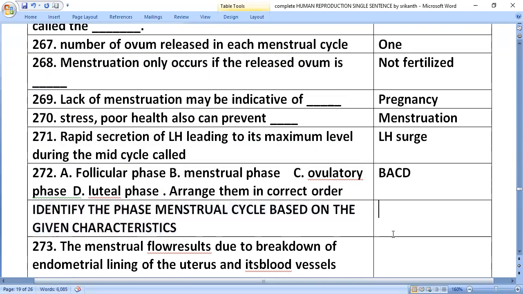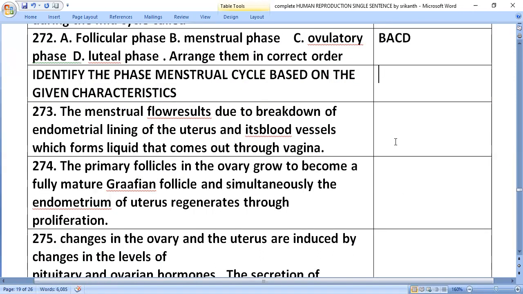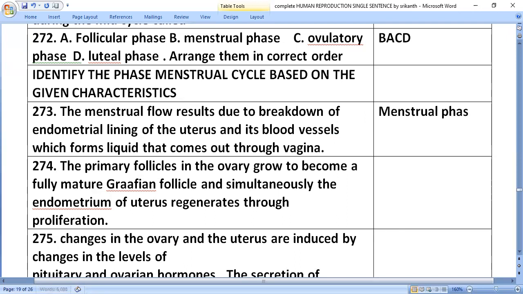Identify the phases of the menstrual cycle based on the given characteristic feature. Menstrual flow results due to breakdown of the endometrial lining of the uterus and its blood vessels, which form liquid that comes out through the vagina, that is menstrual phase. Primary follicles in the ovary grow to become a fully mature Graafian follicle, and simultaneously the endometrium of the uterus regenerates through proliferation, that is follicular phase.